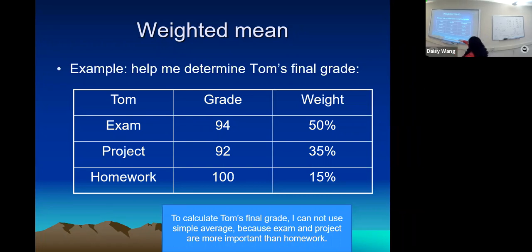So the exam he got 94. The exam is weighted 50%. Then we have a project that's weighted 35%, and homework 15%. So totally the weights should be equal to 100%. To calculate the weighted average, how do we do that? I think you should know. Do you know how to calculate that? No? Okay, I'll show you.